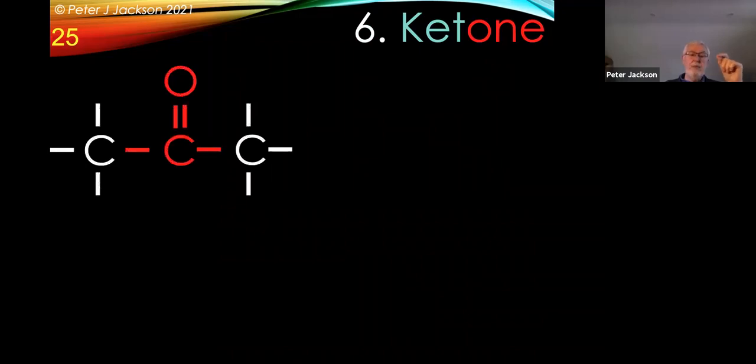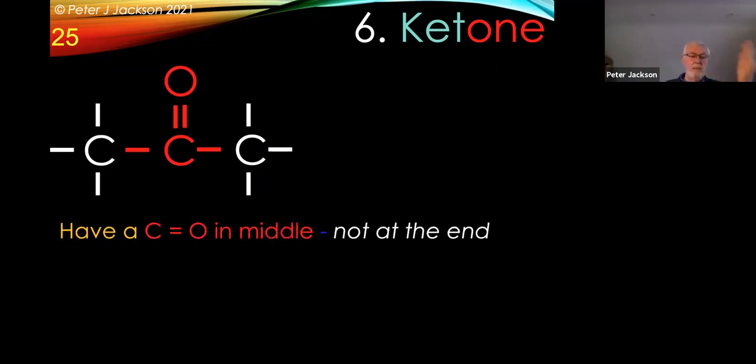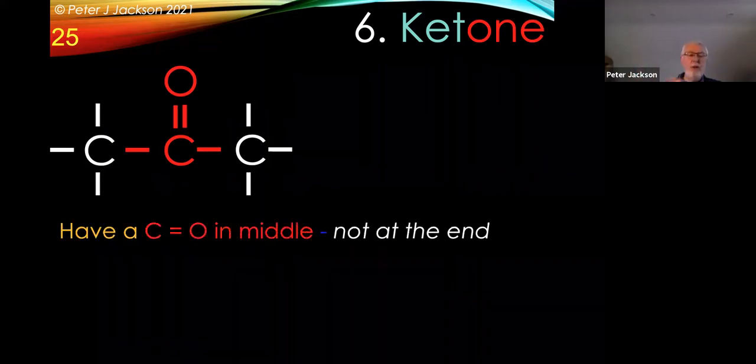The next group are the ketones. They have a C double bond O in the center, right? In the middle. Certainly not at the end. In the aldehydes, the C double bond O is at the end. In fact, in the carboxylic acids, it's also at the end. But in the ketones, it's in the middle, not at the end.